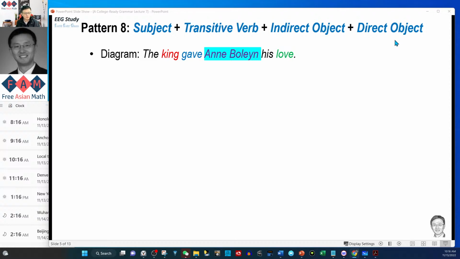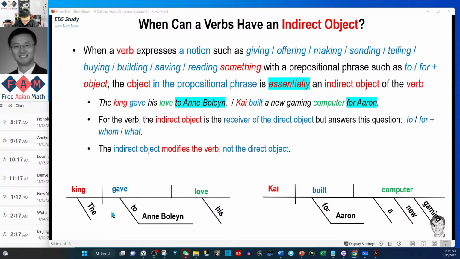We have probably already seen a sentence like this very often, right? Look, this is different from the sentence we just studied. The king gave his love to Anne Boleyn. What pattern is that? That was pattern number 5. If we cannot remember, that's why a sentence diagram is very helpful. If you are not sure, just look at this diagram. This is what pattern number 5 looks like, right?